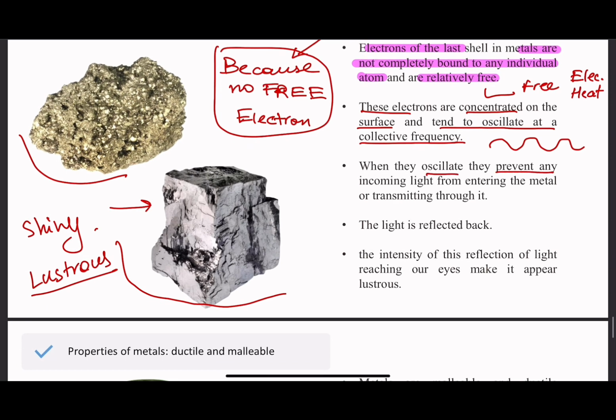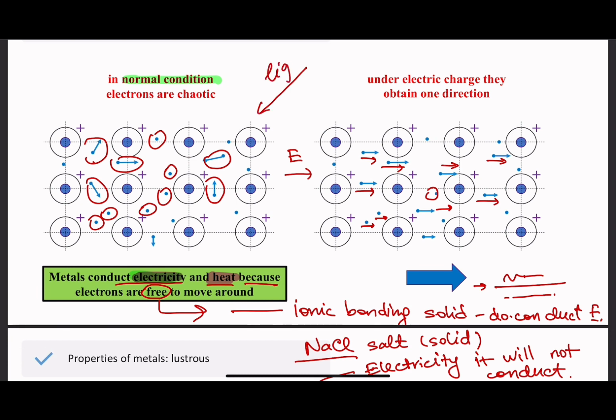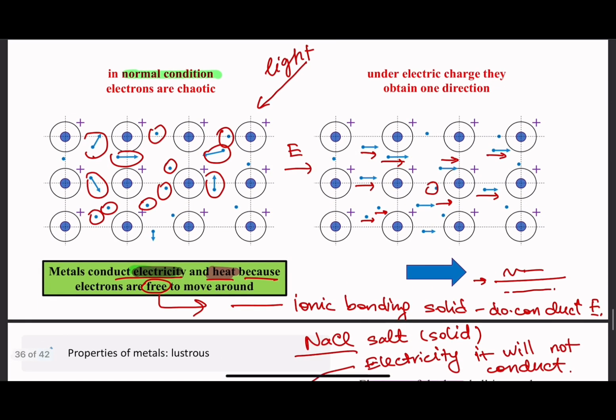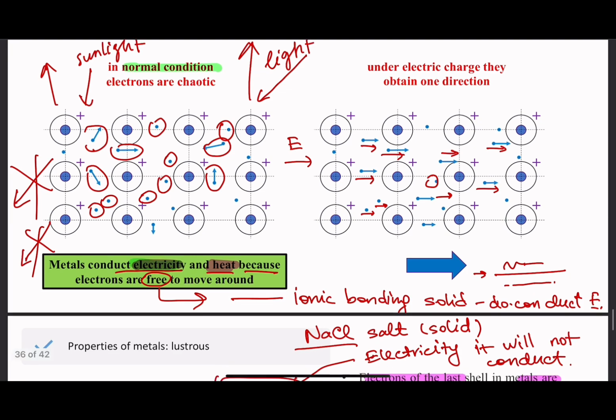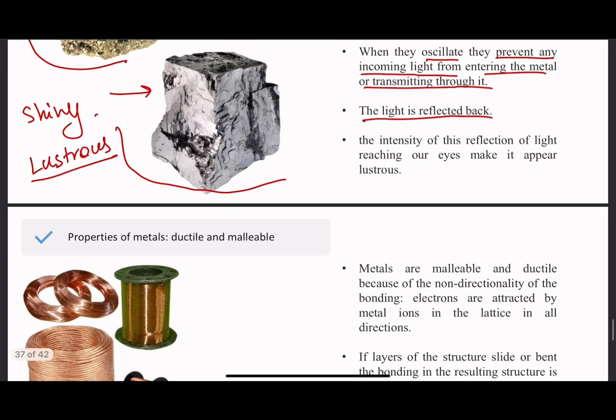When they oscillate, they prevent any incoming light from entering the metal or transmitting through. So when you have electrons around here, and light comes in, these electrons do not let the light pass through. They just block it and reflect it back. When sunlight comes into a metal, we know that metals are shiny, right? The sunlight just reflects back. It does not go inside. It doesn't pass through. So that's why light is reflected back. The intensity of this reflection of light reaching our eyes makes it appear lustrous.